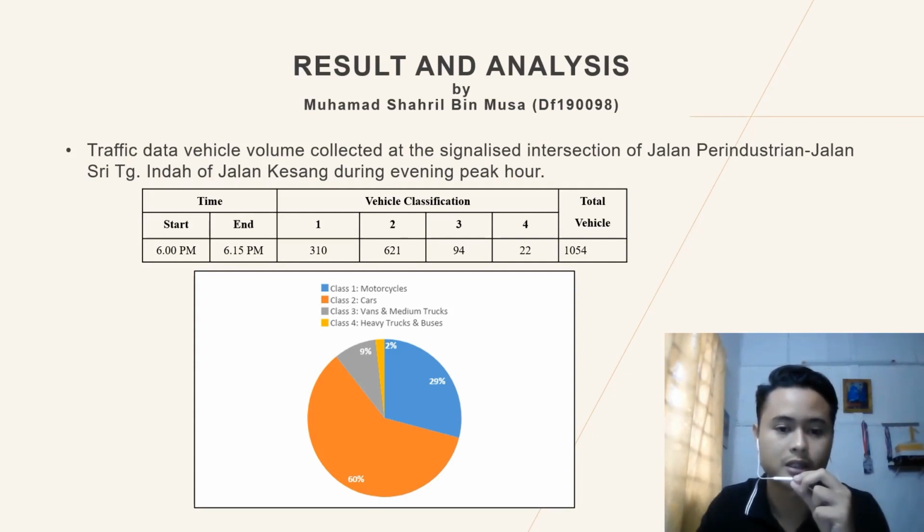From that, the highest traffic data on vehicle volume composition shows cars with 60%, and the lowest were heavy trucks and buses with 2%.